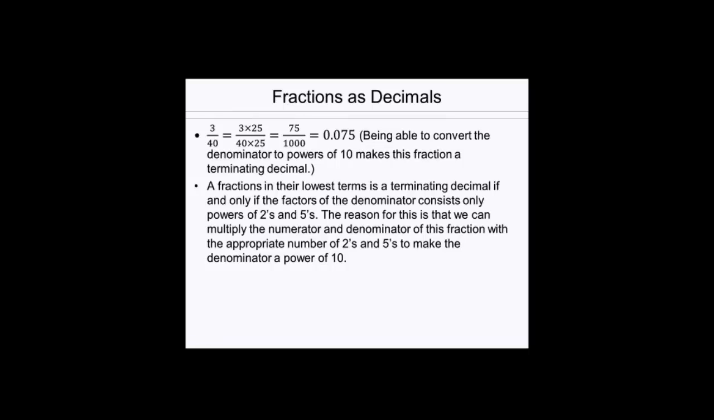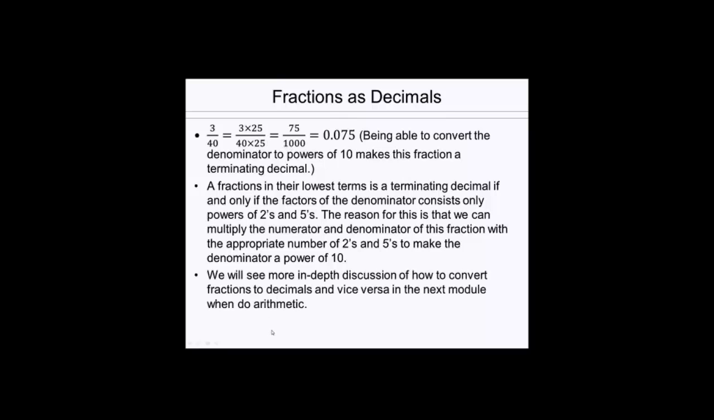And the reason for this is because we can multiply by enough 2's and 5's to make powers of 10 on the bottom. Like here you had 8 times 5. 8 is made up of 2 times 2 times 2, so 3 2's, and 5 is 1 5. So 2 more 5's completed the power of 10 for us. We'll see more in-depth discussion of this later. If your denominator does not consist of 2's and 5's, you can always do long division and change it to decimal. We will do more on long division later, so we're not going to spend a lot of time here.